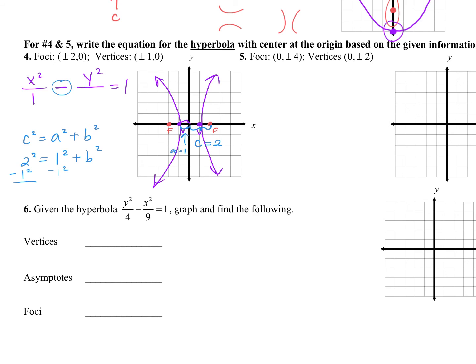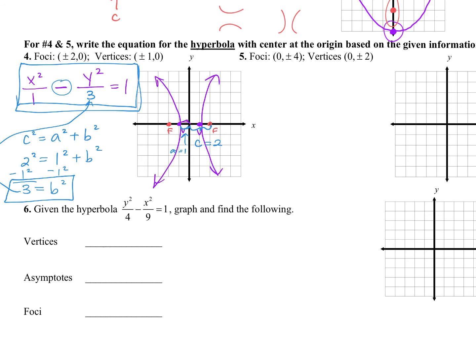4 minus 1 is 3. And again, it's tempting to want to square root that, but we're just dropping it into the equation, and we want b squared there. So you're just going to drop it in as a 3, and it's going to look like that.